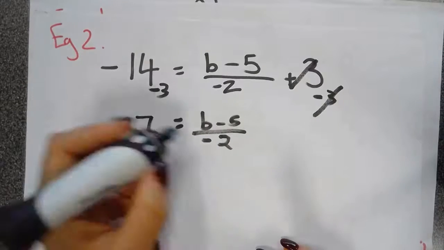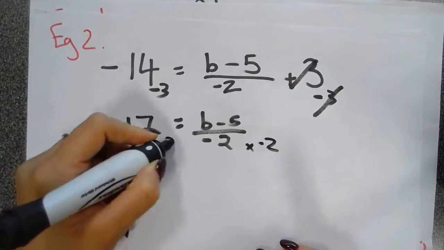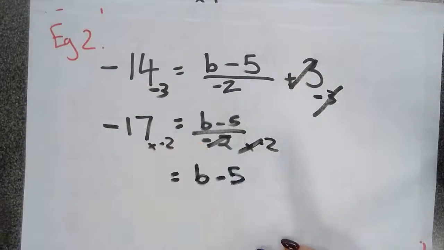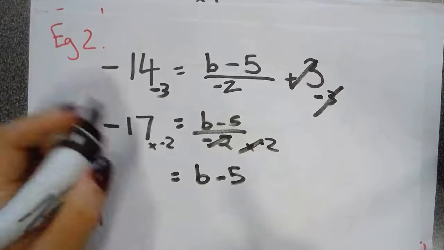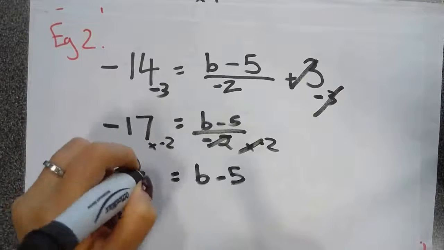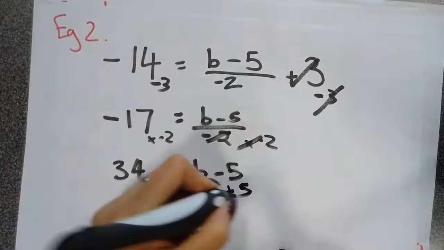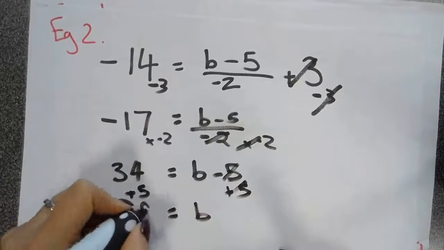From there, we've got to multiply by negative 2, multiply by negative 2 to cancel that and free that up. So it's b, take 5. 17 multiplied by negative, so negative by negative is positive, and that's 34. From there, we are plussing 5, b, therefore, will equal 39.